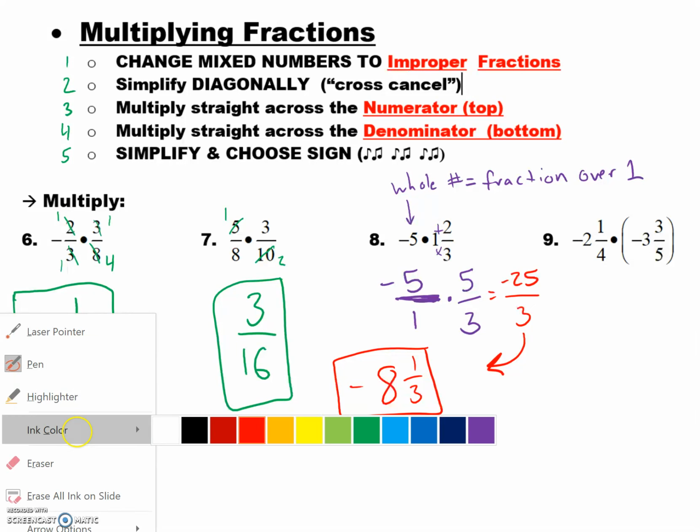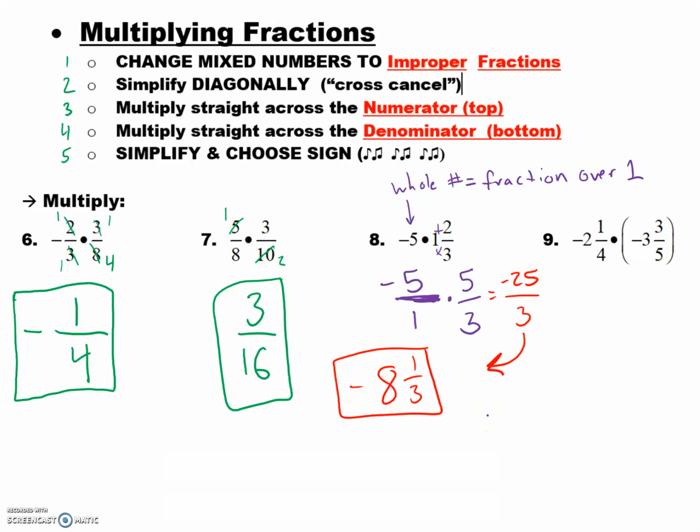So I'm going to switch colors back over to purple because I like purple. And notice both of these are mixed numbers. So we need to change them both to improper fractions. So 4 times 2 is 8, plus 1 is 9. Negative 9 over 4 times 5 times 3 is 15 plus 3. 15 plus 3 is 18 over 5.